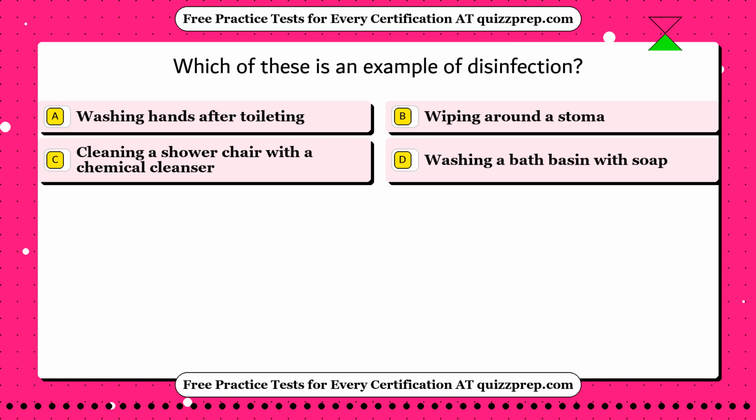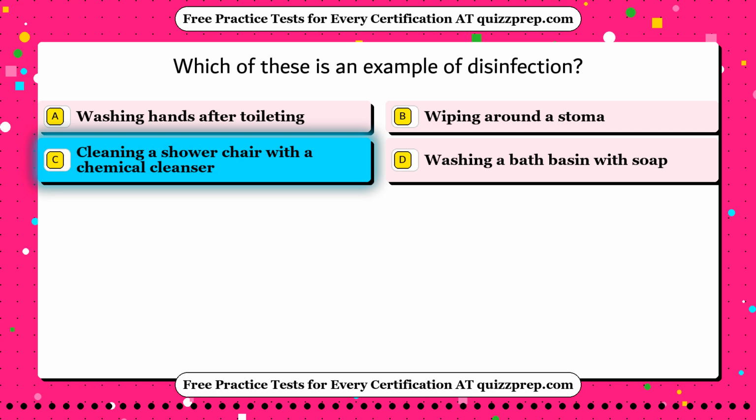Question 166. Which of these is an example of disinfection? Option A, washing hands after toileting. Option B, wiping around a stoma. Option C, cleaning a shower chair with a chemical cleanser. Option D, washing a bath basin with soap.